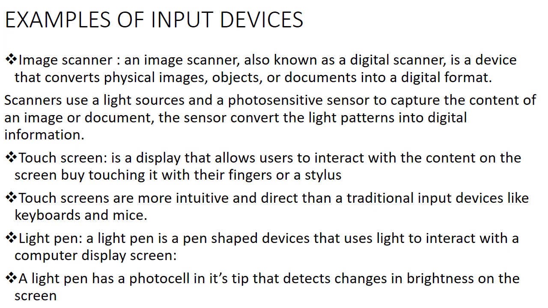So light pen, it is a pen-shaped input device that uses light to interact with a computer display screen. With the help of a light pen, you will be able to interact with your computer system. You will be able to touch those icons on your screen and it will be reflected. So a light pen has a photocell. It is a chip that detects changes in brightness on the screen of our computer systems.